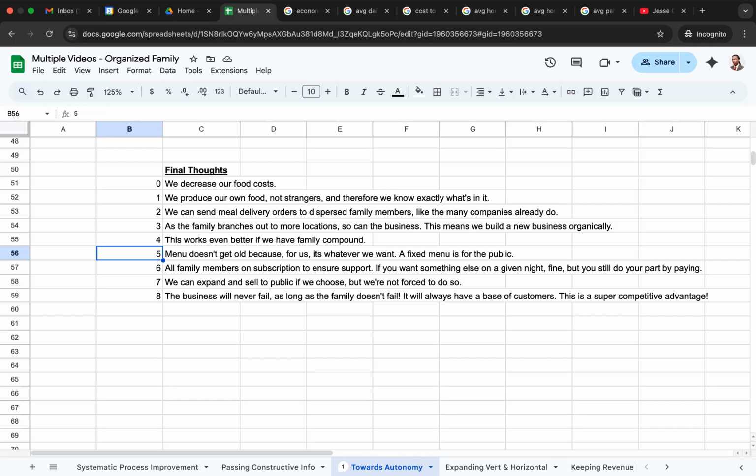If you go to a normal restaurant, they're going to give you a menu and you're going to have to find something that's on that menu, and that menu may not change. But if it's the family restaurant, the family kitchen, we get to decide what we want to eat, and we've got the commercial equipment to make whatever we want.